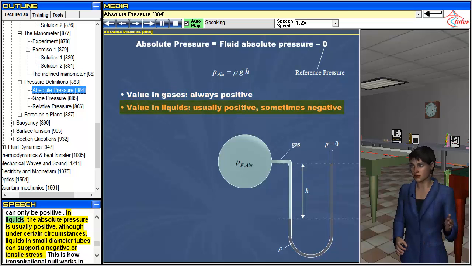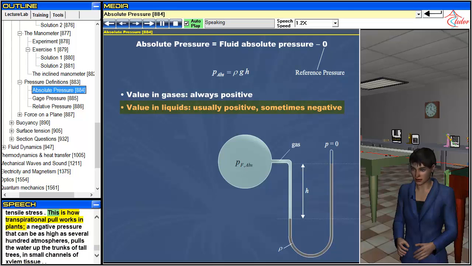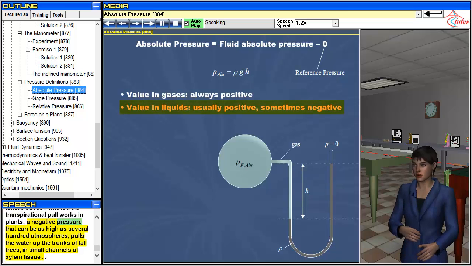In liquids, the absolute pressure is usually positive, although under certain circumstances, liquids in small diameter tubes can support a negative or tensile stress. This is how transpirational pull works in plants. A negative pressure that can be as high as several hundred atmospheres pulls the water up the trunks of tall trees, in small channels of xylem tissue.